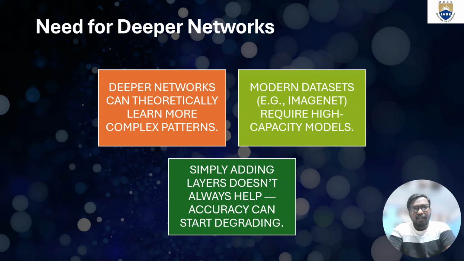Need for deeper networks. Deeper networks can theoretically learn more complex patterns. Modern datasets, for example ImageNet, require high capacity models, and simply adding layers does not always help accuracy. It can start degrading the performance.